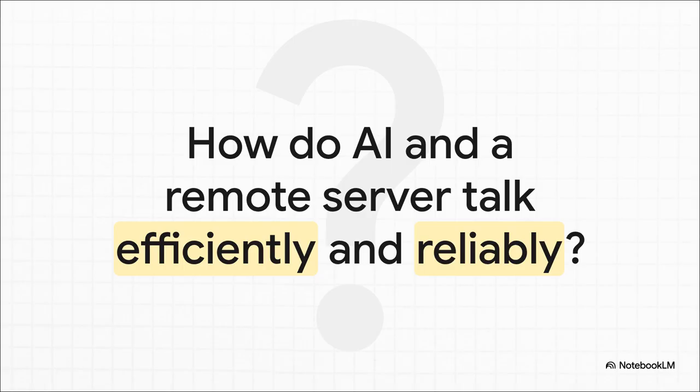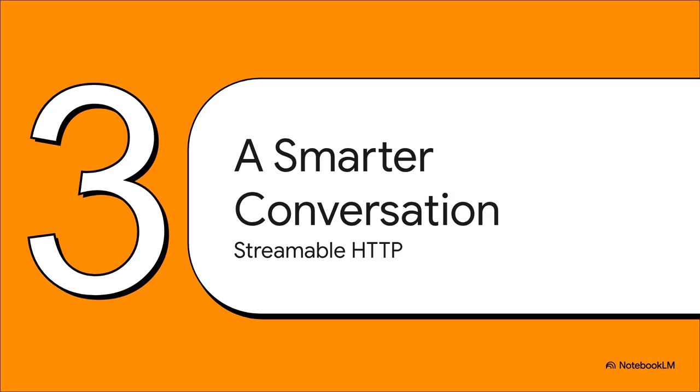Okay, so that brings up the next obvious question, right? You've got an AI client over here, a remote server over there. They need to have this constant, fast, reliable chat over the public internet. How on earth do you manage that without it becoming a total clunky mess? Well, the answer is a much smarter way for them to talk, using a modern spin on a web protocol that we all use every single day. This is where Streamable HTTP enters the picture.